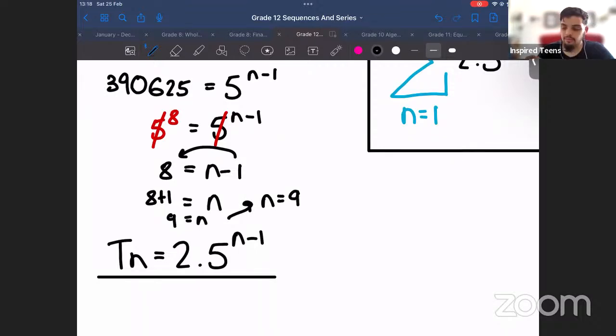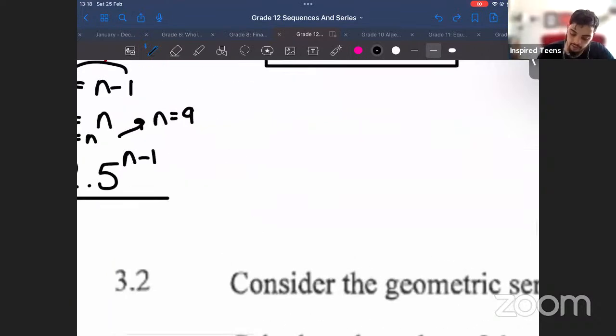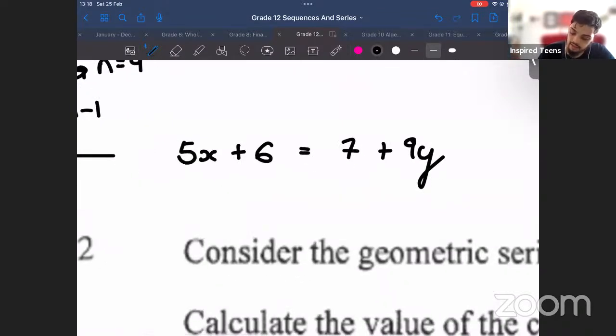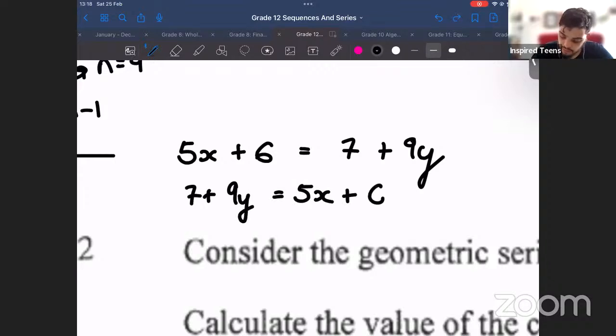Is the same as n is equal to 9. So it doesn't matter in this specific case, right? You just want to make sure that I didn't change the value. I'm just swapping the equal to sign. I'm writing one on the left, I'm writing one on the right. As long as I take everything that I had on the left and put it to the right and everything that I had on the right and put it on the left, it's fine, right? So for example, if I have 5x plus 6 is equal to 7 plus 9y, I can take this over and write it as 7 plus 9y is equal to 5x plus 6.